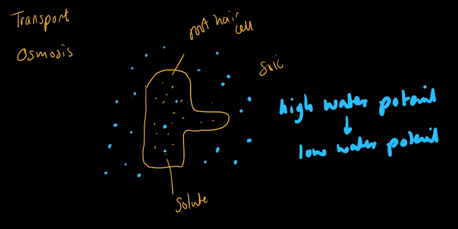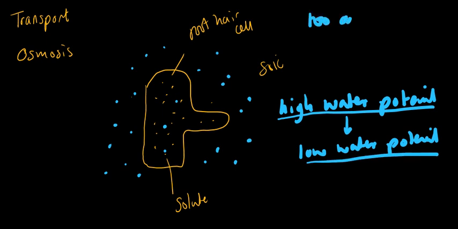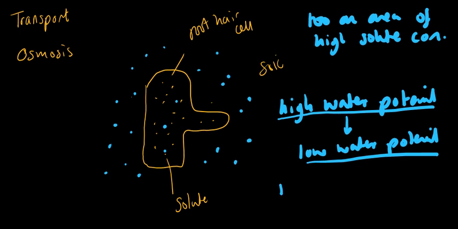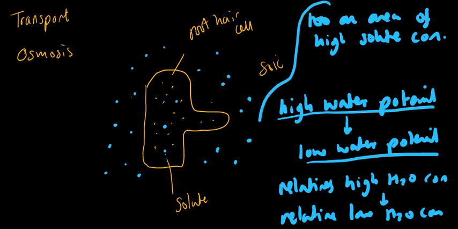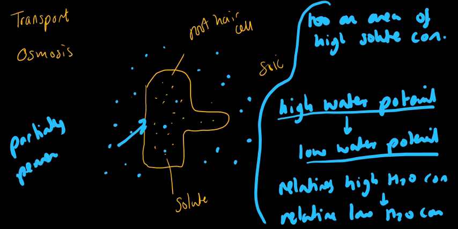So we can say osmosis is the movement of water from a high water potential to a low water potential, or you could say to an area of high solute concentration, or you could say from relative high H2O concentration to relative low H2O concentration. And these three definitions are all going to be related to crossing our partially permeable membrane, which is our plasma membrane.